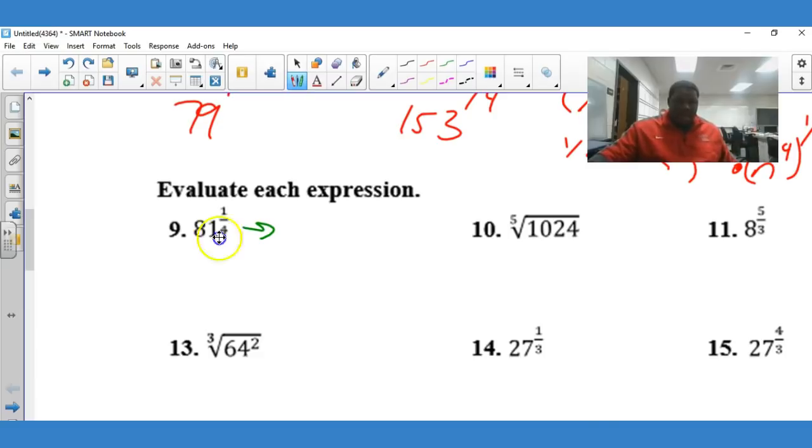For this one, 81 to the 1/4. If I rewrite this, remember that becomes my index. It becomes my radical. So I have the 4th root.